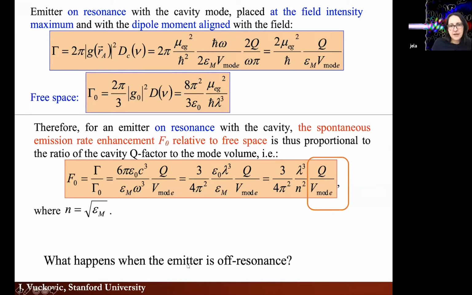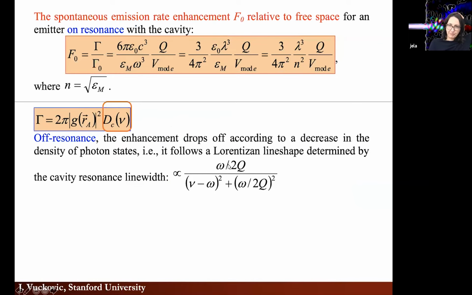So what happens when the emitter is off resonance? This is related to what we just discussed with Yishuo. What would change when you detune your emitter relative to the cavity resonance? Which parameter is changing? The density of states, because you are following this Lorentzian shape. So away from the resonance, you will be following this Lorentzian line shape.